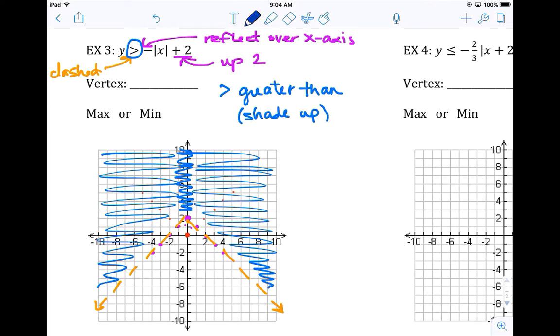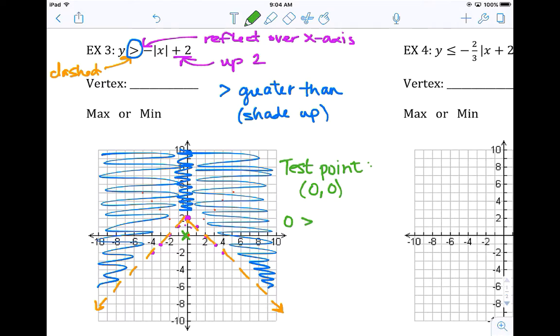But let's check ourselves by using a test point. So again, I'm going to keep it simple and use the test point 0, 0. That would be my suggestion to you. As long as 0, 0 is not a point on the actual V of your graph, keep it simple. Make it easy on yourself.